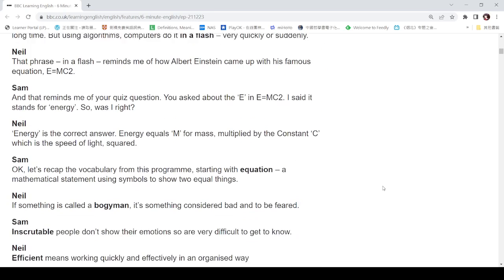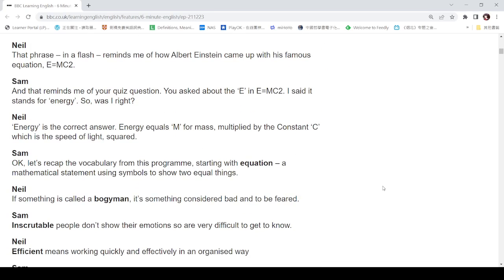That reminds me of how Einstein came up with his famous equation, E equals mc squared. And that reminds me of your quiz question. You asked about the E in E equals mc squared. I said it stands for energy. So was I right? Energy is the correct answer. Energy equals m for mass multiplied by c, the speed of light squared.